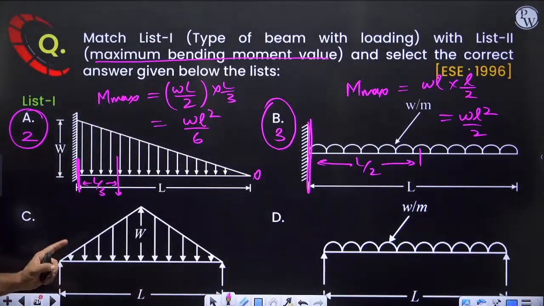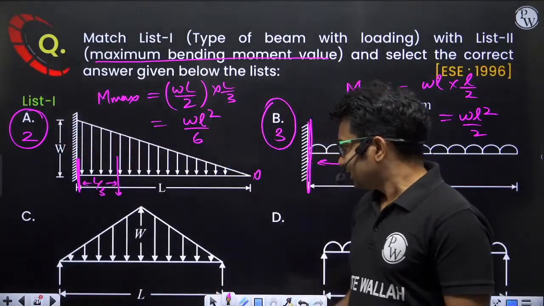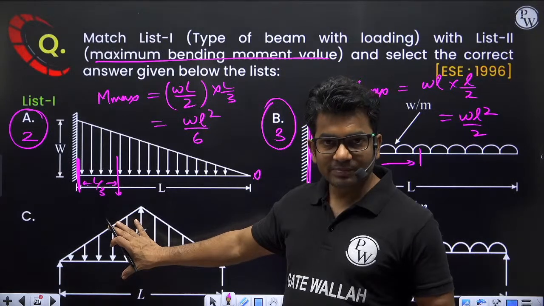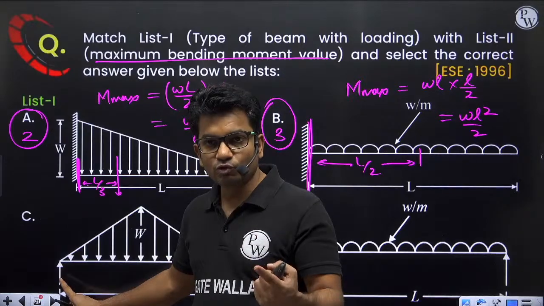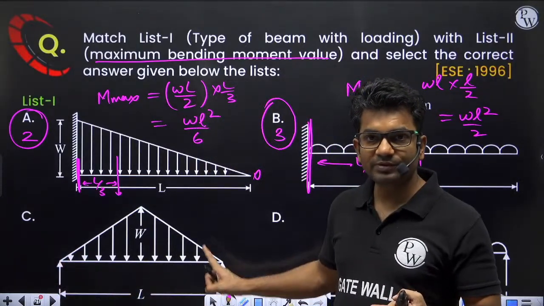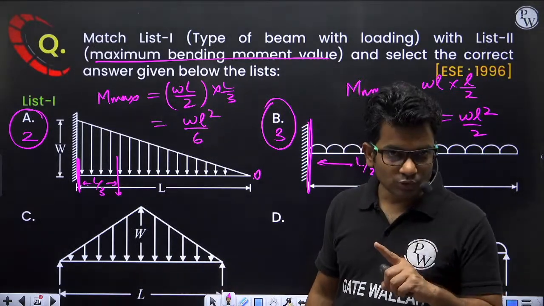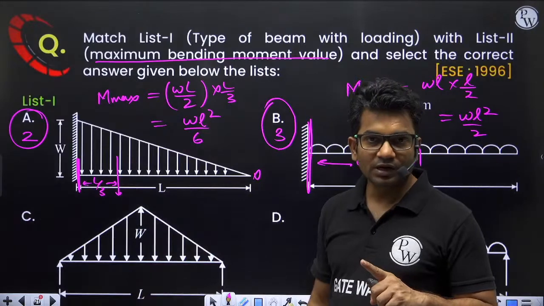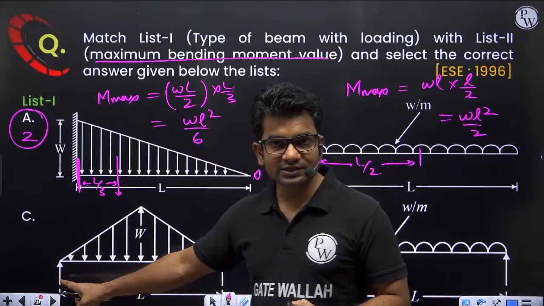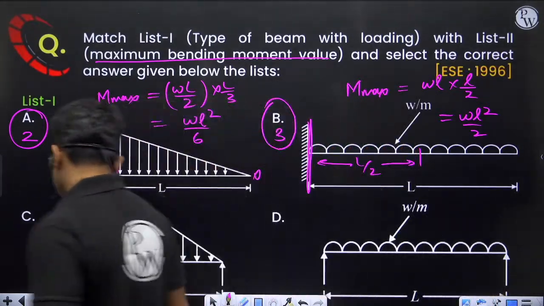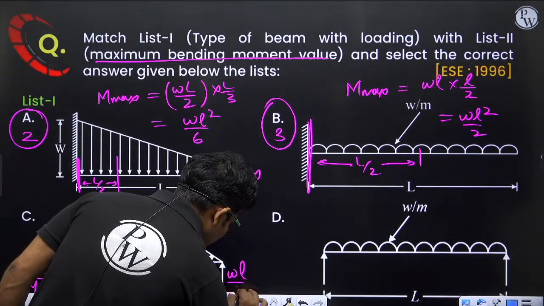Next, here. The total load is acting downwards. Half of the load will be supported or resisted by this support. Total load will be WL by 2, triangular. Okay, triangular loading is there, so total load is WL by 2. So WL by 4 will be resisted by this support, and WL by 4 by this support. So here WL by 4 and WL by 4.